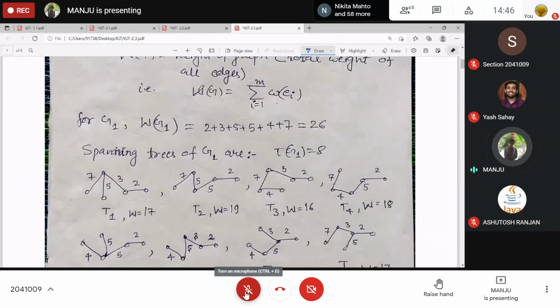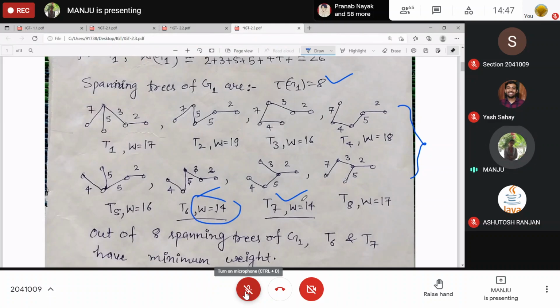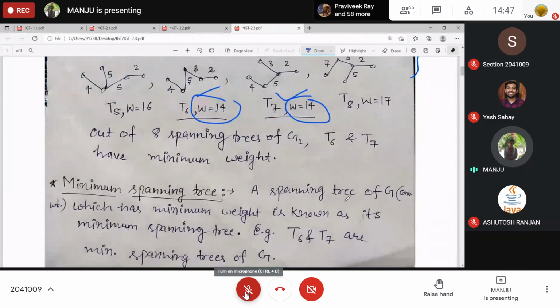So for the above graph, 8 spanning trees exist, and corresponding to all these 8, we have also shown what will be the weight. So we want minimum weight, right? A spanning tree with minimum weight. That is your minimum spanning tree. So here, T6 and T7 are the spanning trees with minimum weight. Clear? So a minimum spanning tree is a spanning tree which has minimum weight, minimum sum of parameters.